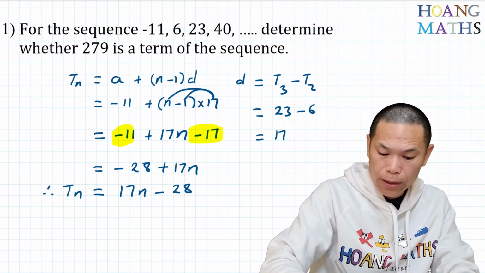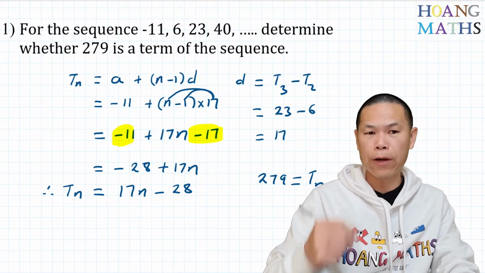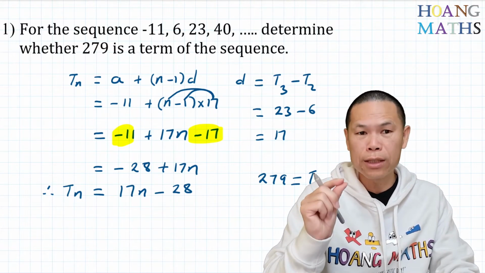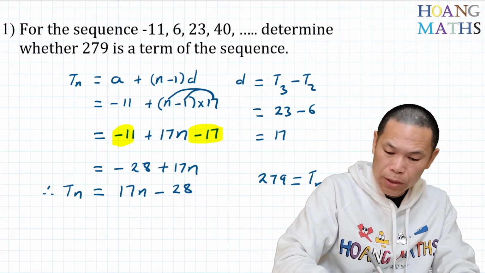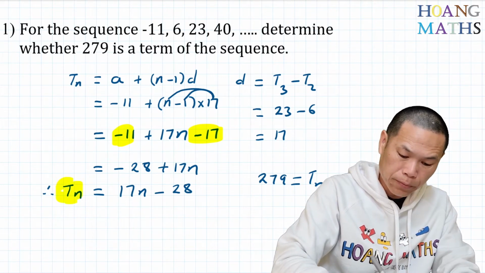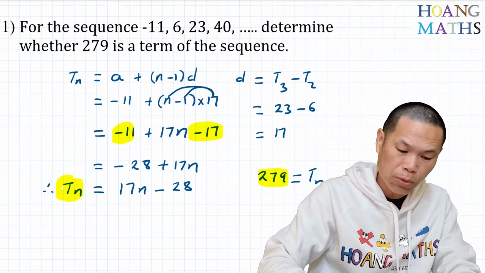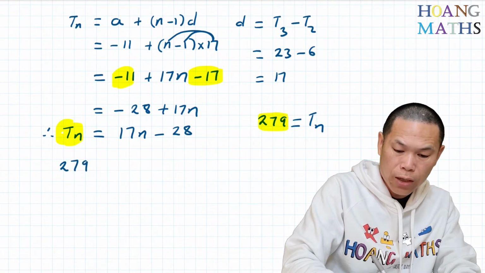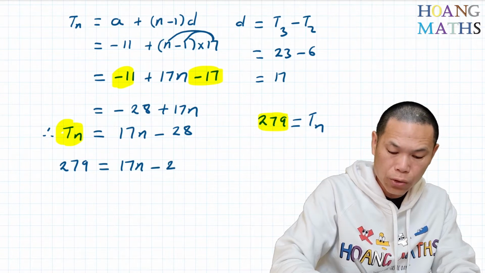279 is the n-th term, so we need to find the value of n. Remember, if n is a whole number, this means that 279 will be a term of the sequence, okay? So let me substitute that in here, because t of n is equal to 279. So 279 is equal to 17n minus 28.